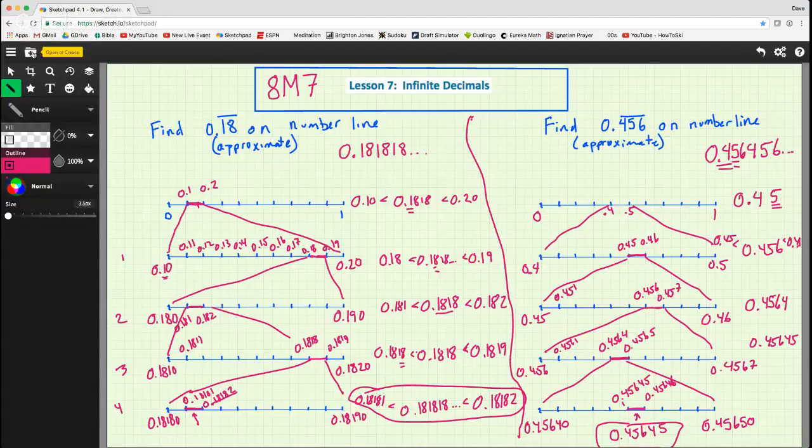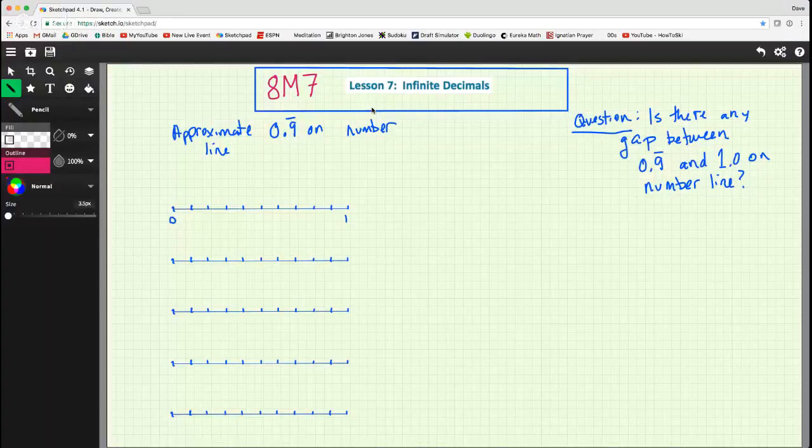Okay, so the final piece here is we're going to try and do this little proof by approximating 0.99 on a number line. Okay, and then we're going to try to find out, is there any gap? This is the question you're going to be thinking about. Is there any gap between 0.9 bar and 1.0 on a number line? If the answer is there's no gap between them, then they have to be the same number because they're pushed right up against each other, right?